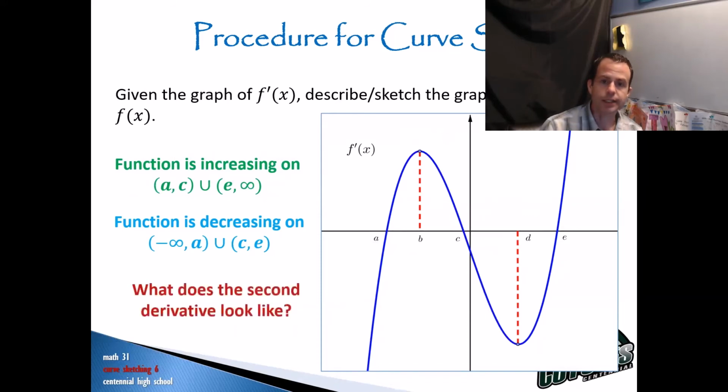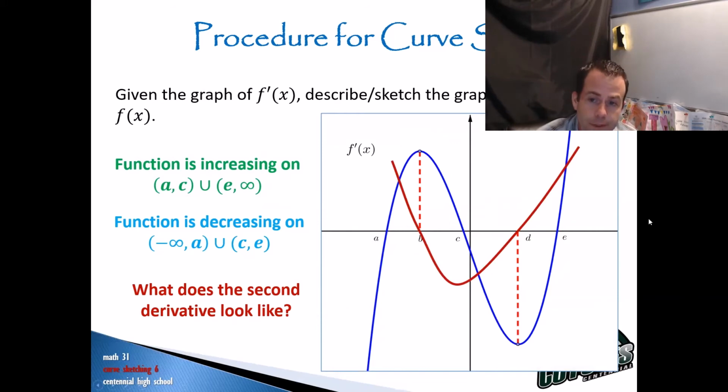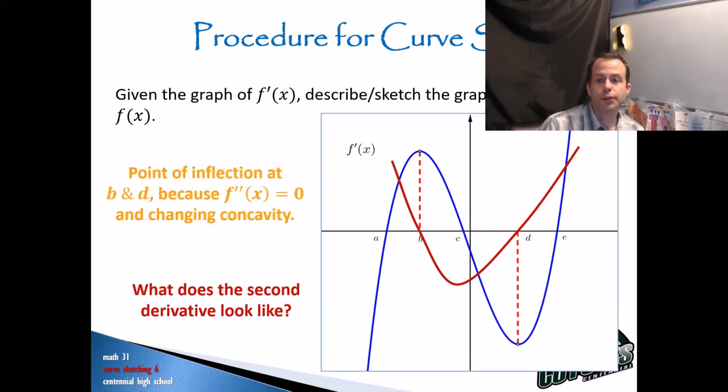Okay, now let's take a look at what maybe the second derivative looks like. Now the second derivative would be the derivative of this. So where I see the max and the min points, I know that that will be an x-intercept. Where the first derivative was increasing, the second derivative will need to be positive, and where the first derivative was decreasing, it will need to be negative, okay? So now I know also that I have a point of inflection at b and at d. So these two points are going to be my points of inflection because the second derivative is 0 and changing concavity, okay?